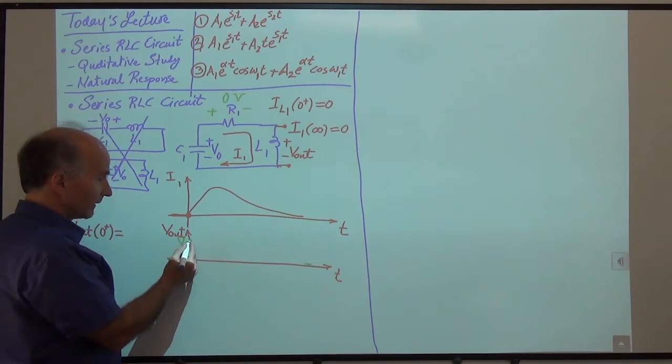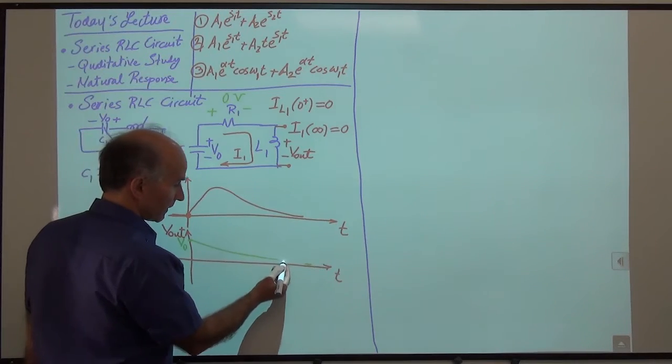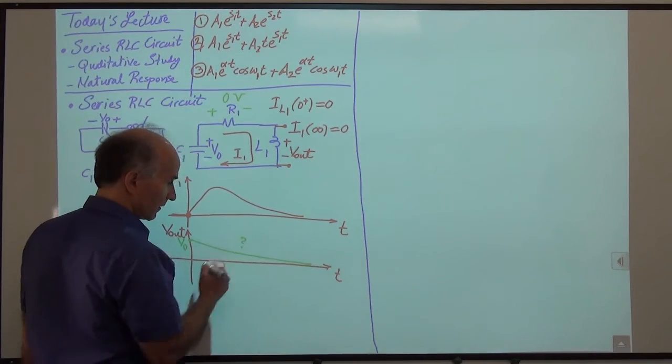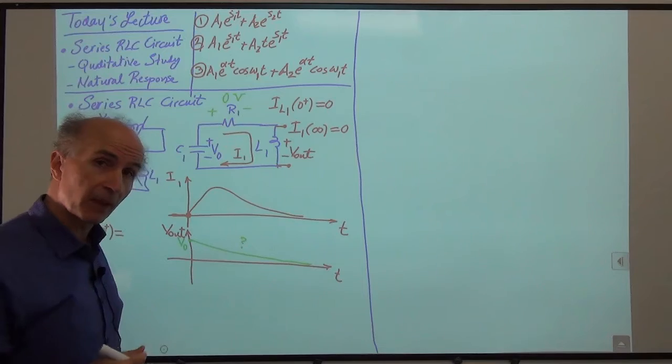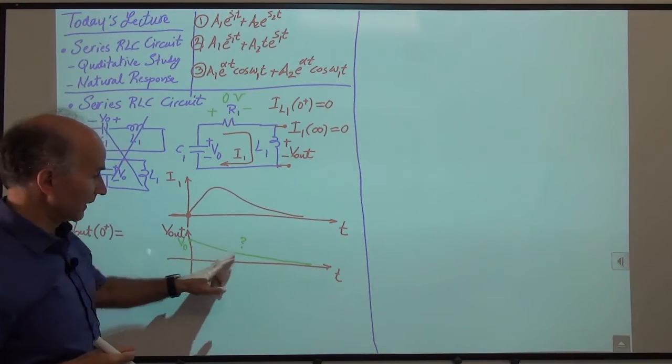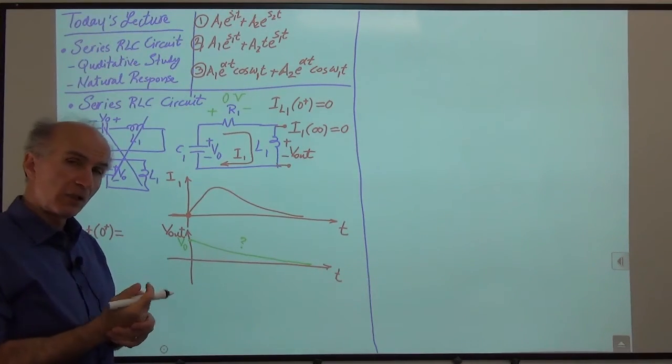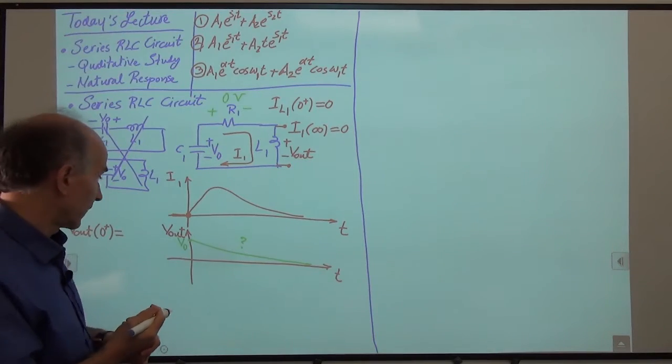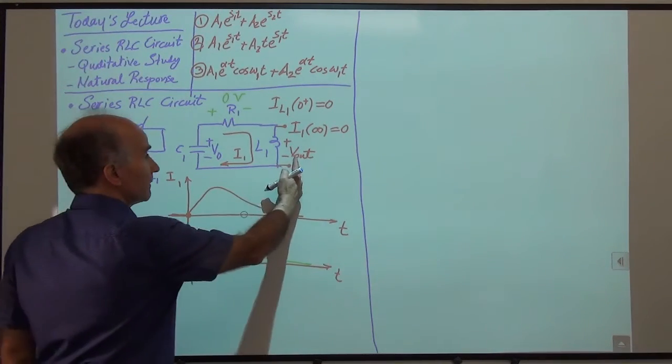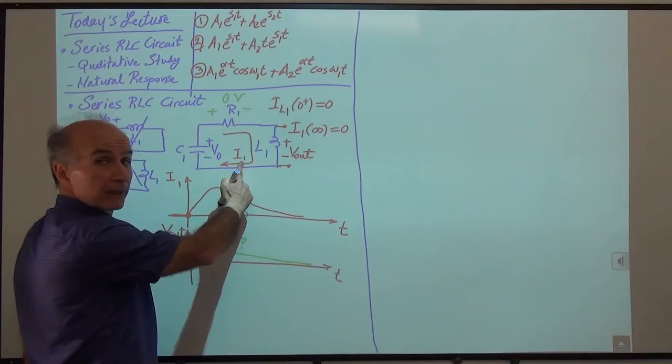So can I say that it goes like this? Let's assume it's an overdamped response, right? Can I say it goes like this? Not quite. Why not? Well, how much is V out in terms of I1?